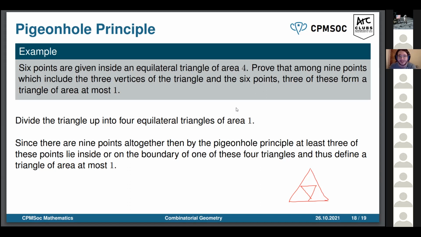So we have 9 points, and there are 4 parts they can be in. They can be in the top, bottom left, bottom right, or in the middle somewhere, right?